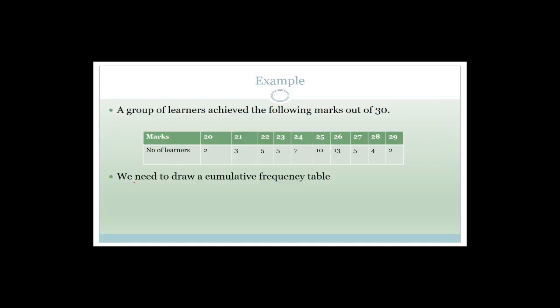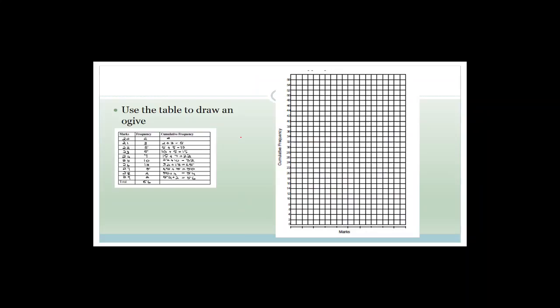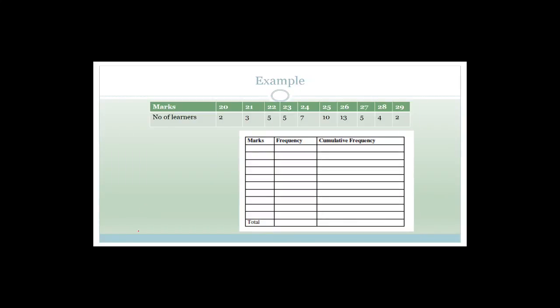That's an A. But now they want us to draw a cumulative frequency table. So again, the first thing we need to do is write down the marks and the frequency of each, and then get the cumulative frequency. So we start off with writing down the marks: 20, 21, 22, 23, 24, 25, 26, 27, 28, 29. Nobody got full marks, apparently.